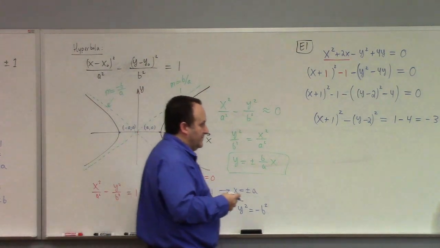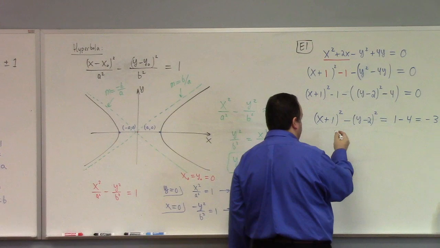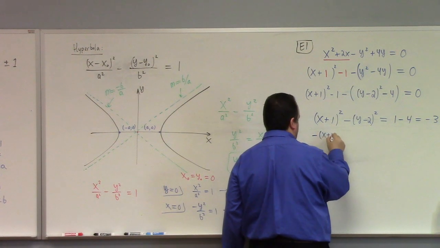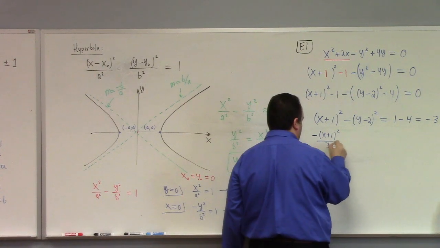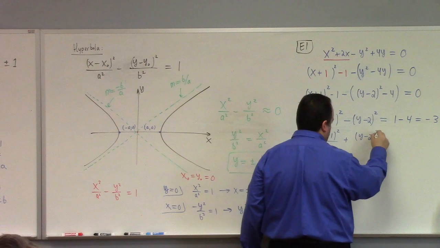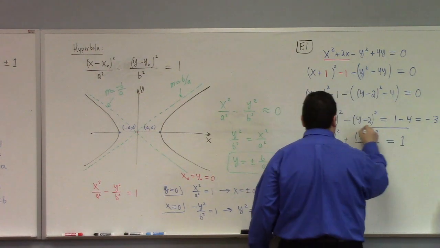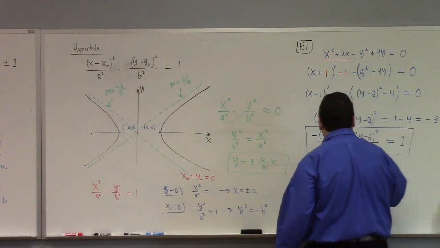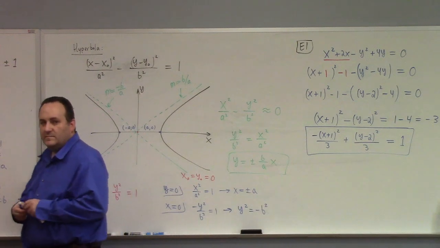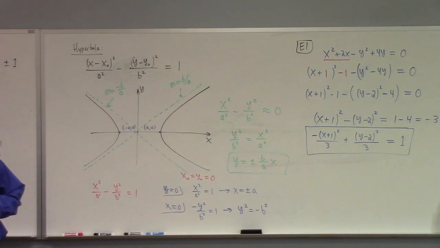Okay, so if I rewrite that a little bit, what I'm looking at then is minus parentheses x plus 1 squared divided by 3, plus y minus 2 squared divided by 3 equals to 1. So what are we dealing with here? What is this? Is it a circle? Is it an ellipse? Is it a hyperbola? Is it a point? Is it nothing? How would you get nothing?